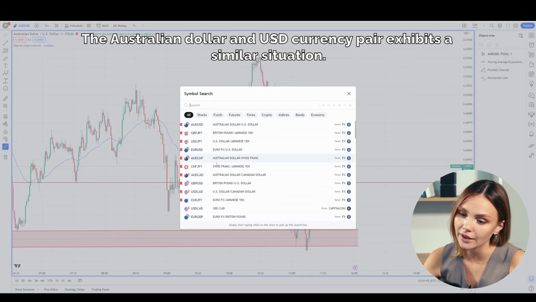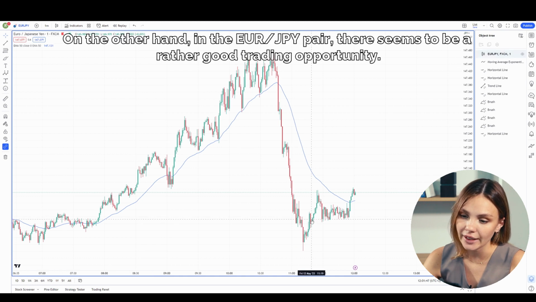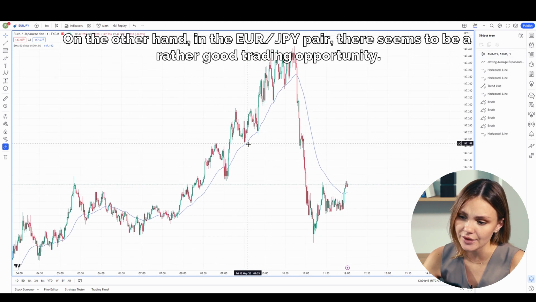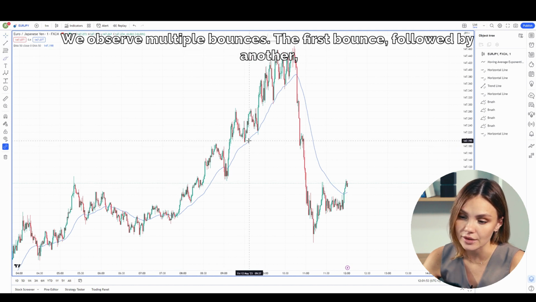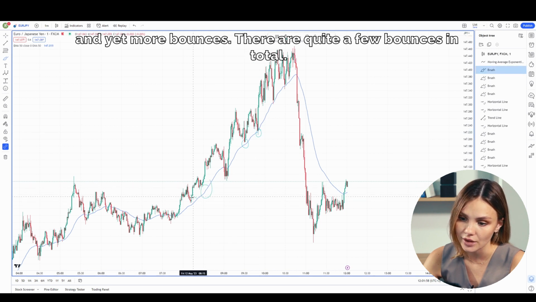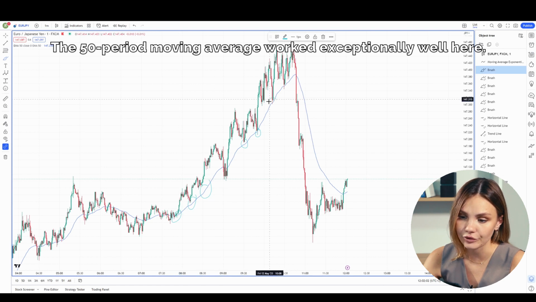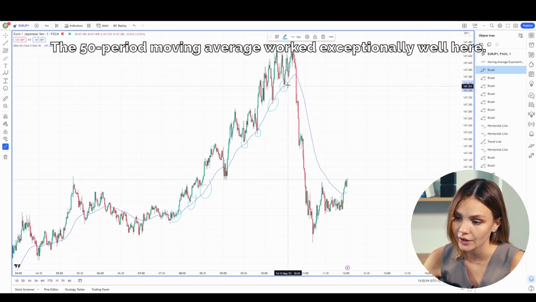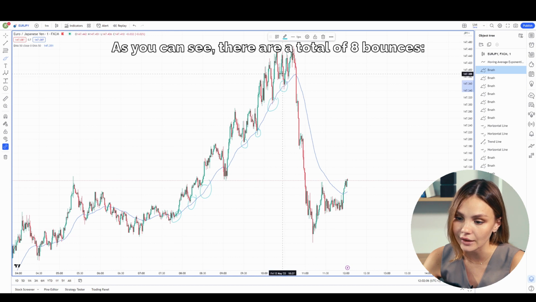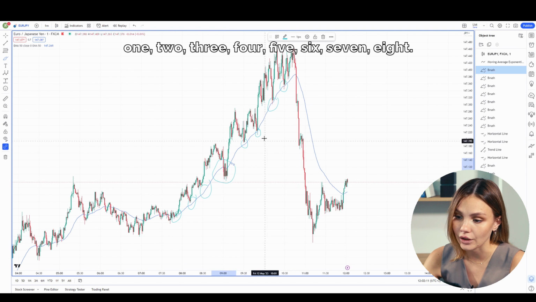The Australian dollar and USD currency pair exhibits a similar situation. On the other hand, in the Euro and Japanese yen pair, there seems to be a rather good trading opportunity. We observe multiple bounces, the first bounce followed by another, and yet more bounces. There are quite a few bounces in total. The 50-period moving average worked exceptionally well here. As you can see, there are a total of 8 bounces. 1, 2, 3, 4, 5, 6, 7, 8.